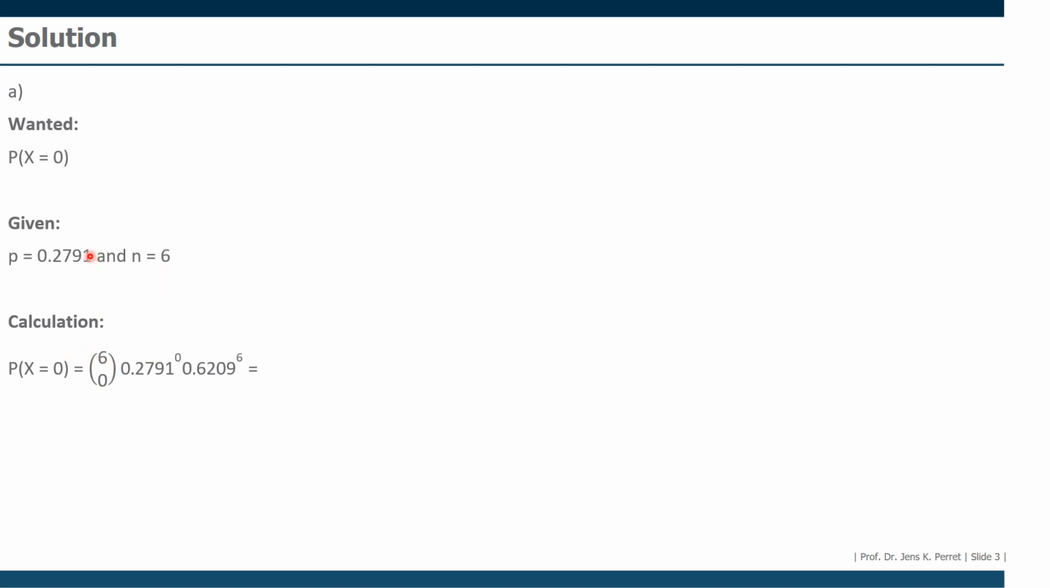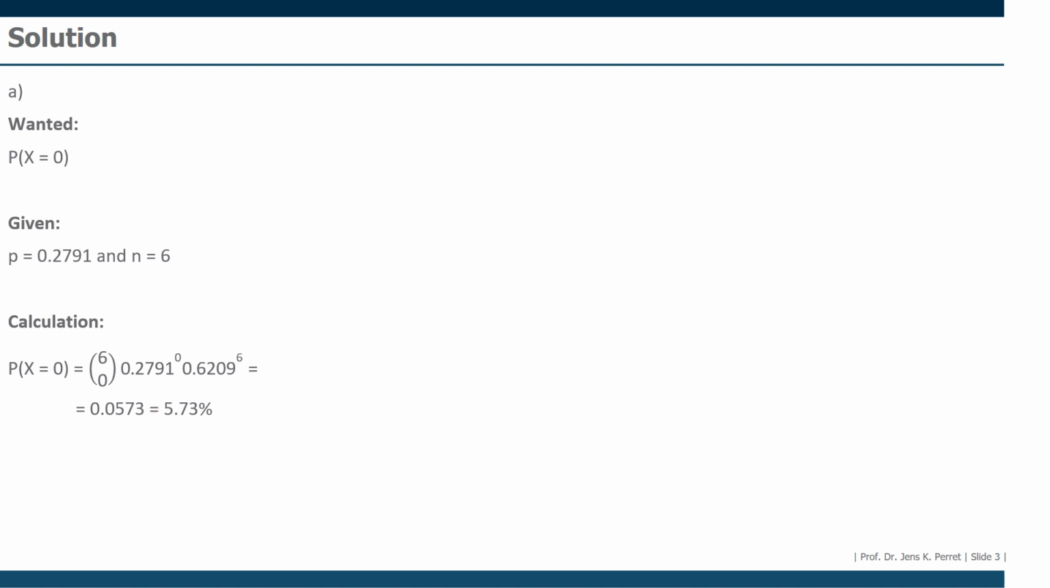We're going to insert the values. We have here small n over small k, then the probability to the power of small k, then the counter probability, so 1 minus p, 1 minus this value, to the power of small n minus small k. Well, that one is 1, so we only have to calculate this last part. This yields us 5.73%. So the chance that none of the videos will be on distributions is just 5.73%.